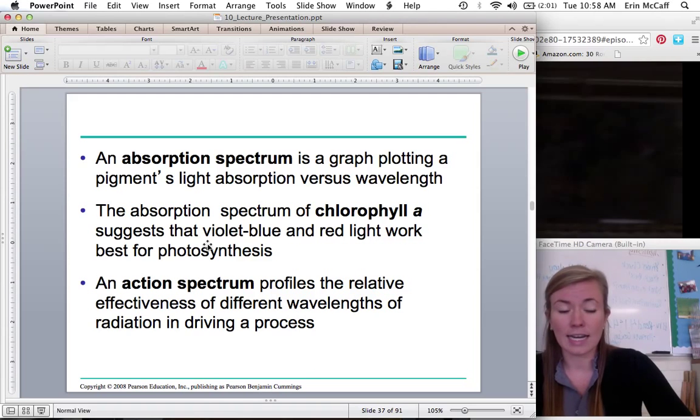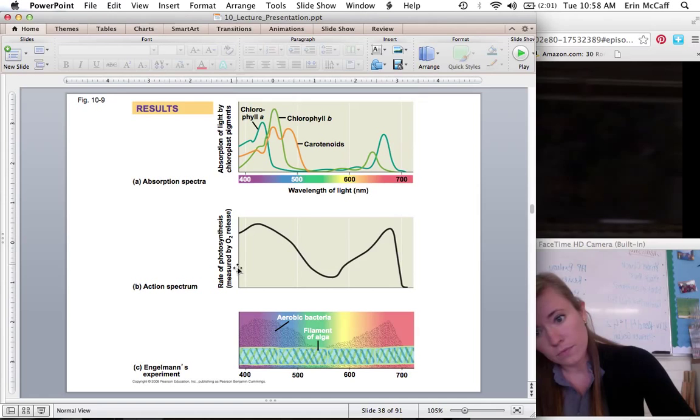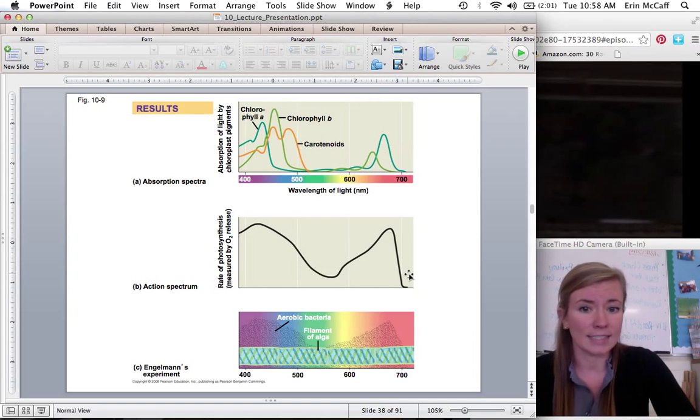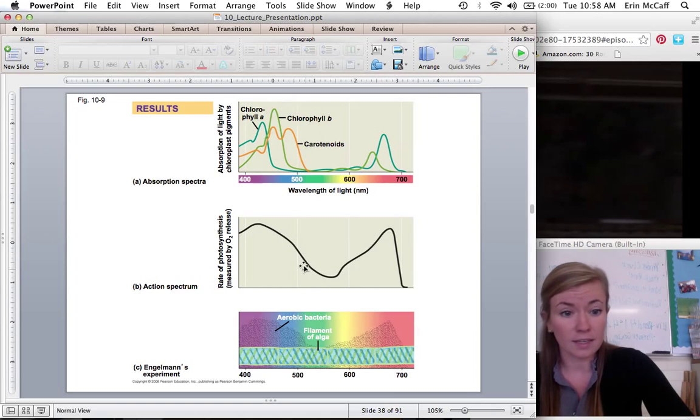And that is different than an action spectrum. Absorption spectrums show how much light is absorbed. Action spectrums show how effective a process is at that wavelength. So for example, this is photosynthesis. It shows you how effective it is at different wavelengths. So it's very effective in the blue-violet region, and it's very effective in the red region. But in the green region, it's very not effective.